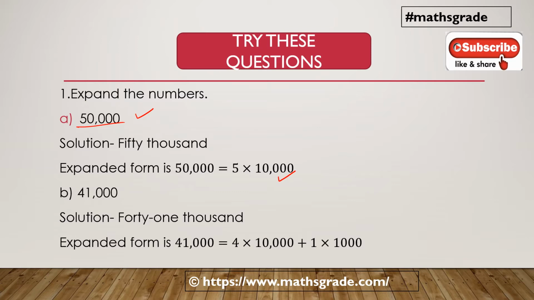Now second part B, 41,000. Here 41,000 is a 5-digit number and digit 4 is in the 10,000 place. The highest place digit is 4 in the 10,000 place, so we have to multiply 4 with 10,000. And the digit 1 is in the 1000 place, so we have to multiply 1 with 1000. So 4 multiplied with 10,000 plus 1 multiplied with 1000 is the expansion of the number 41,000.